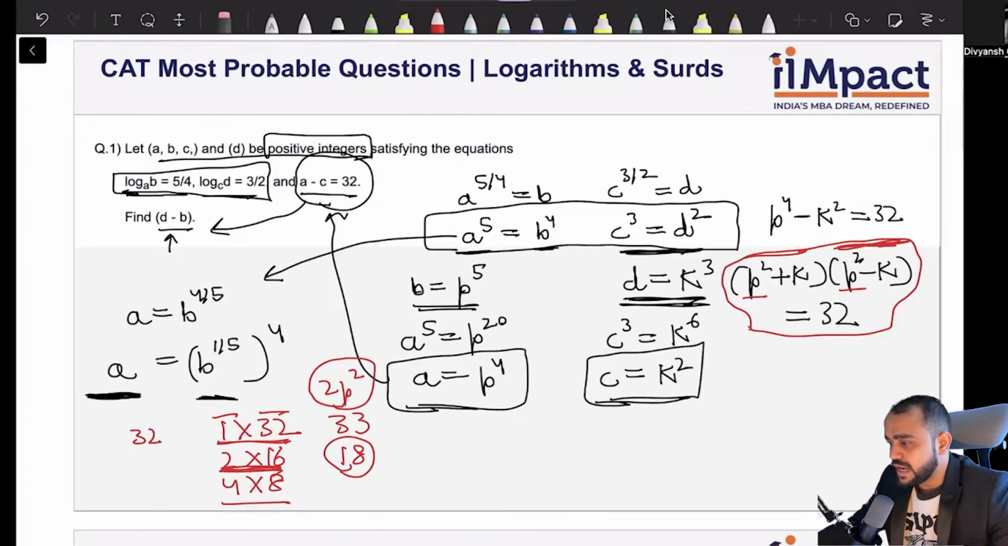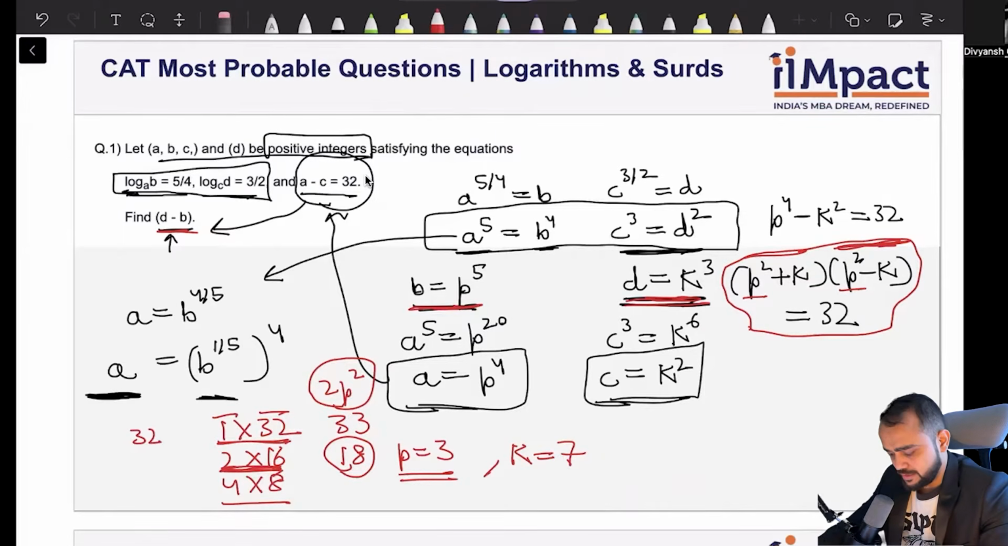P square will come out to be 9, which means p can be 3. So this is my answer. P is equal to 3. And when I put that, I will get p square plus k is equal to 16, which means 9 plus k is equal to 16, or k is equal to 7.